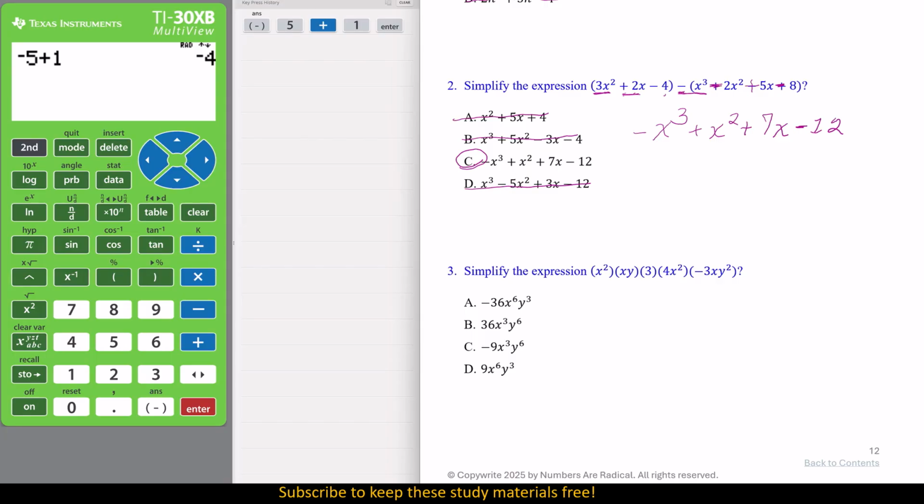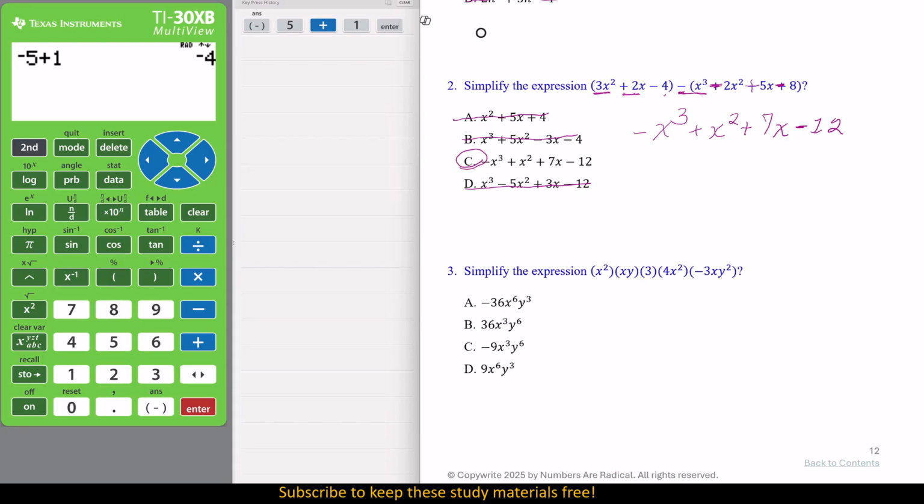All right, now let's look at number 3. Simplify the expression. Oh, this is all multiplication. X squared times, because parentheses mean multiplication, correct? And then times xy times 3 times 4x squared times negative 3xy squared. How I handle this type of thing is I look at my numeric coefficients first.